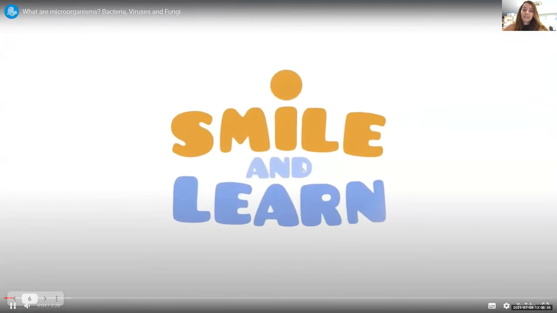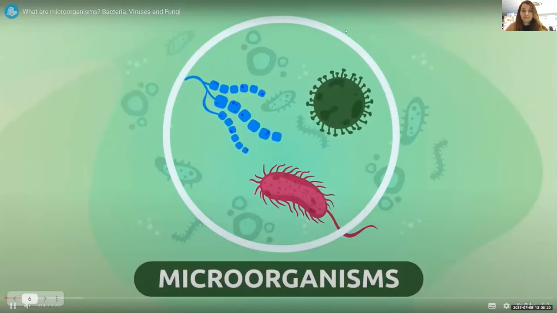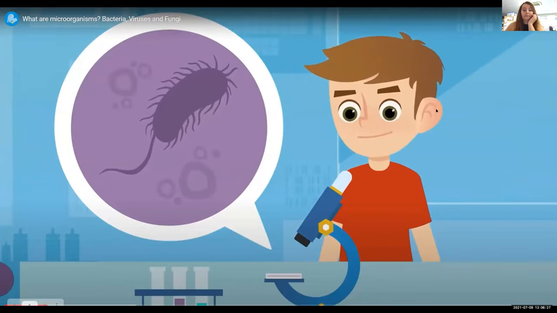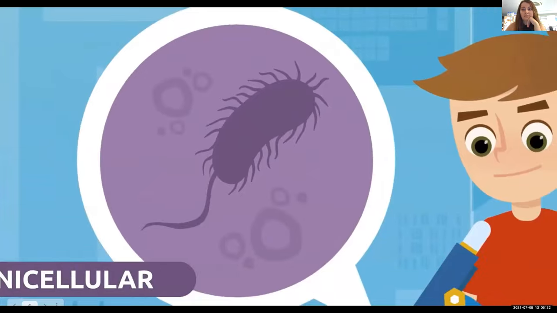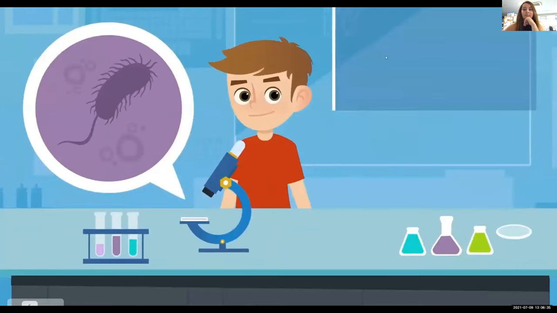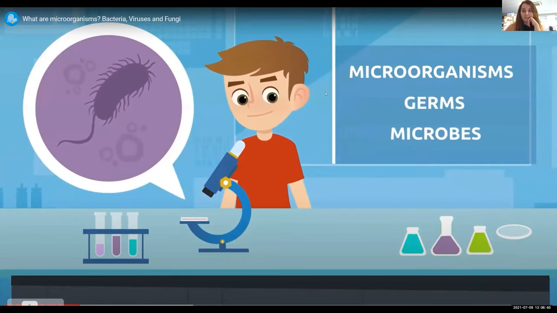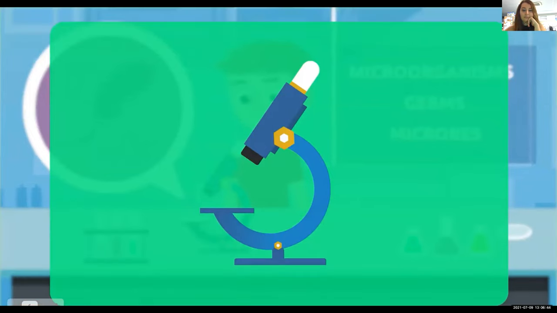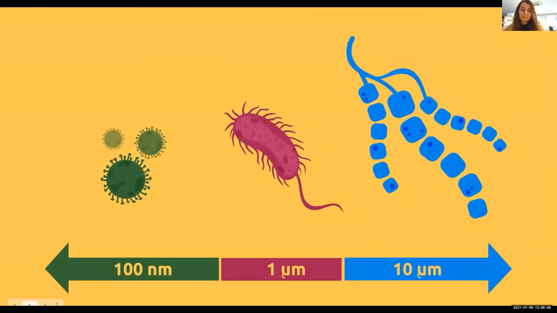Smile and learn. Do you know what microorganisms are and how many types of them there are? Let's learn everything about them. There are organisms that consist of one single cell, called unicellular organisms. These organisms are very small. That's why we call them microorganisms. You may also know them by other names like germs or microbes. To observe microorganisms, we need specific instruments like microscopes. Microorganisms come in many sizes and forms.